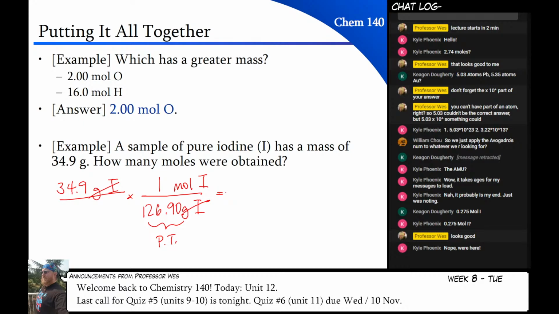And then finally, we'll just punch in the calculator. So 34.9 divided by 126.90 is 0.275 moles of iodine. There you go.